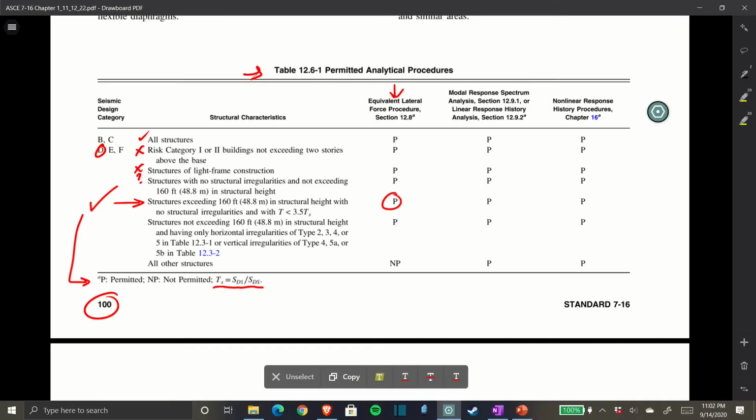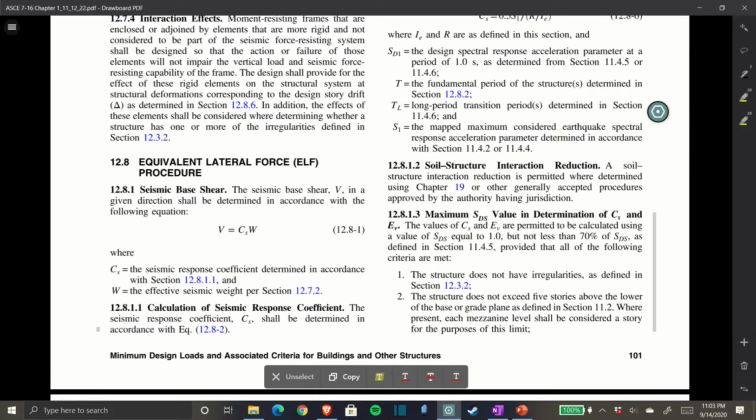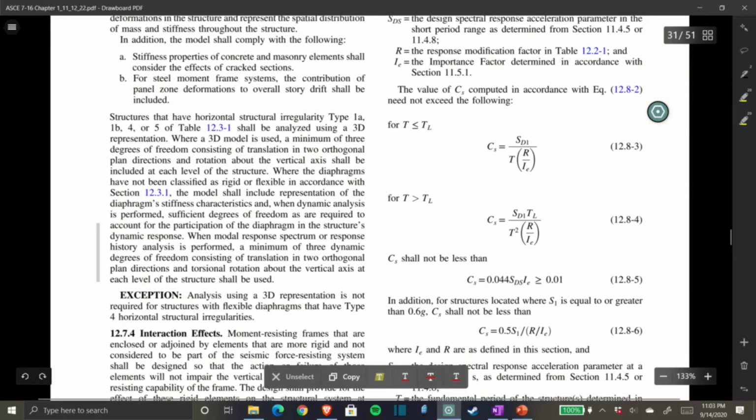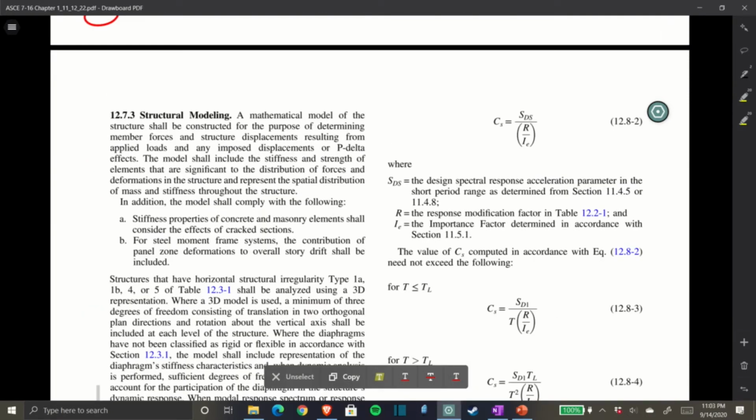Now, let's find C sub S. Let's get to the meat of this problem. So if we jump down, here we are on 12.8, equivalent lateral force procedure, because that's where we're deemed permitted to use it. We know that base shear, seismic base shear, denoted as V, is equal to C sub S W. Well, we need that C sub S, and we need W, which is our seismic mass. Let's find C sub S first. So C sub S, we scroll up here, equation 12.8-2, and we see it's under this following equation.